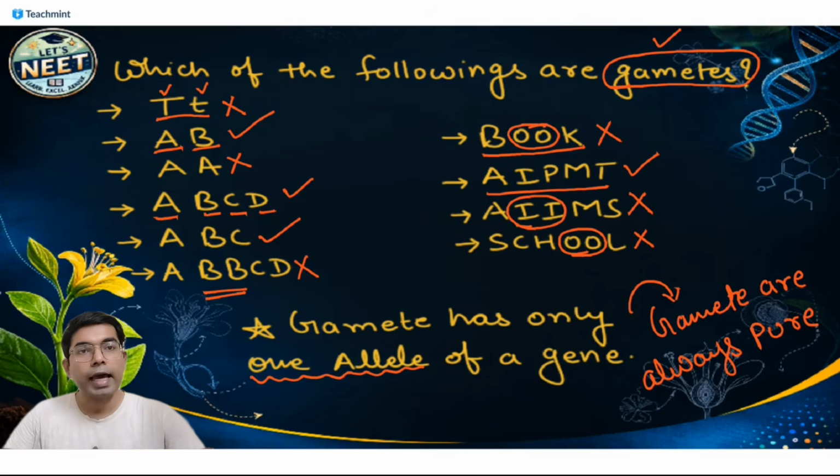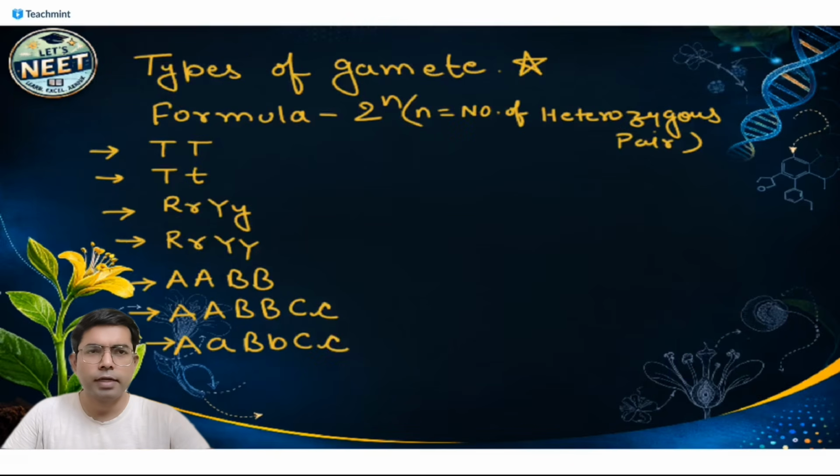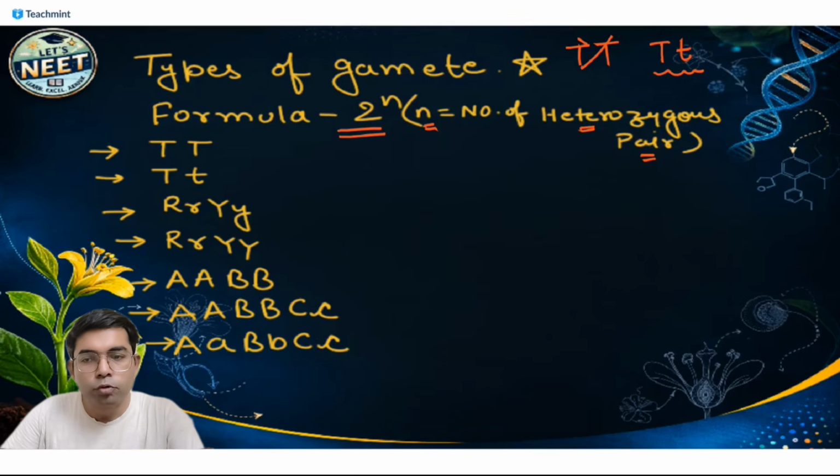Now let's see the calculation, how we find out the types of gamete. This is a very common and very important question. There is a simple formula related to calculation of gametes, and that is 2 to the power n. Here, n represents the number of heterozygous pairs. Now you all know by this time that capital T capital T is a homozygous pair, capital T small t is a heterozygous pair. So we don't have to count homozygous pairs, we only have to count the heterozygous pairs, and n is the number of heterozygous pairs. Now see, is this homozygous or heterozygous? This is homozygous.